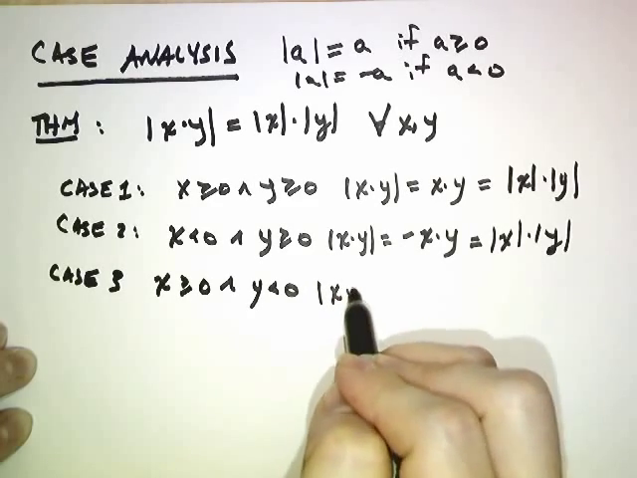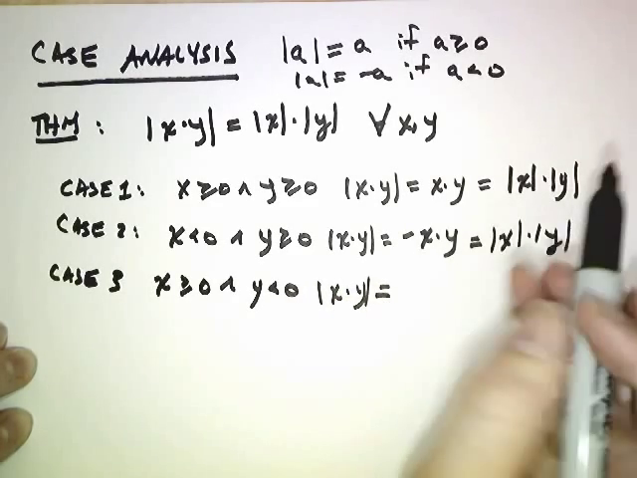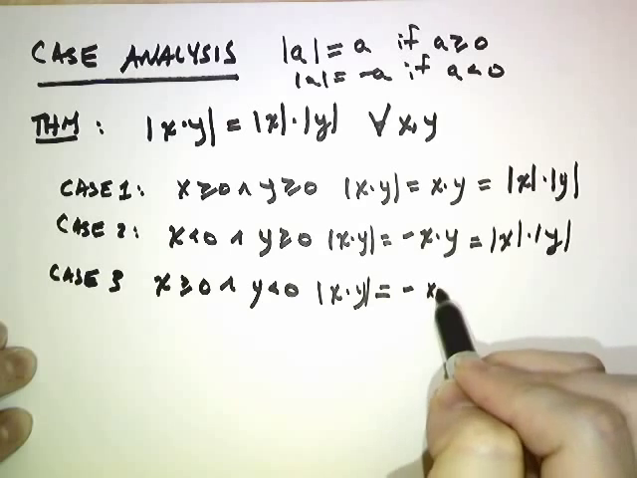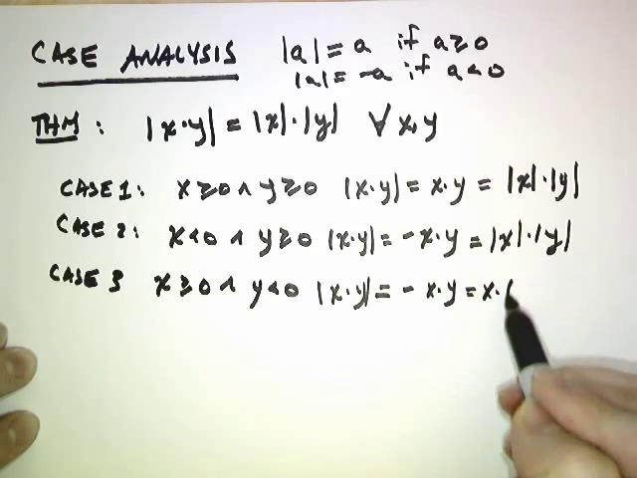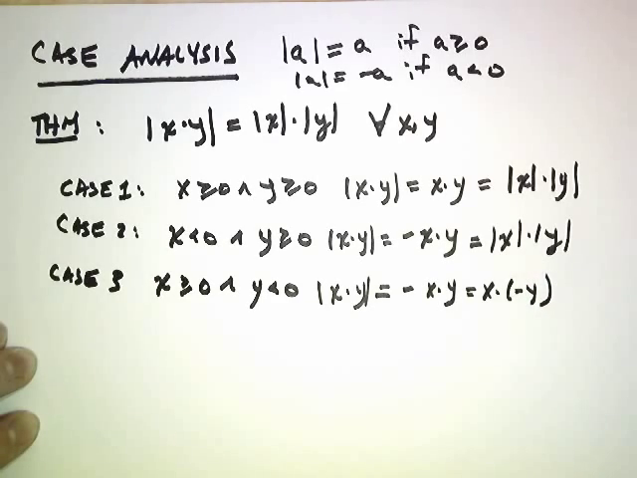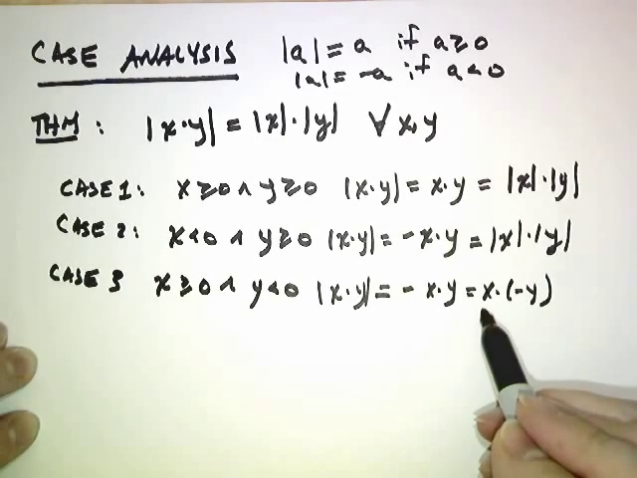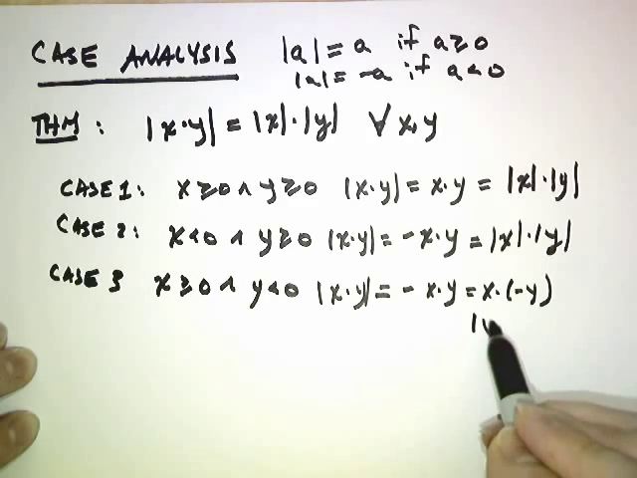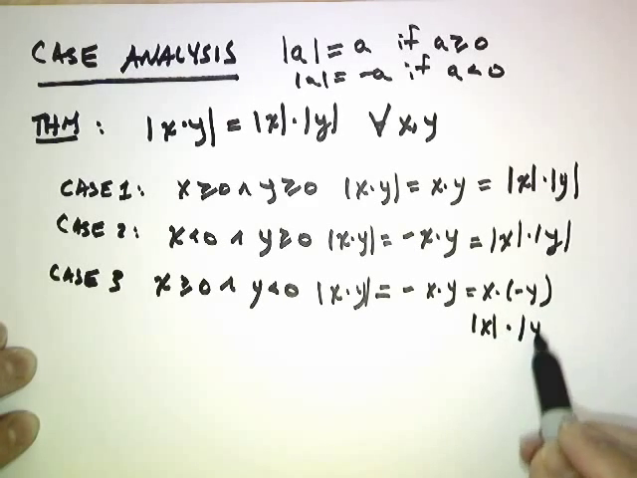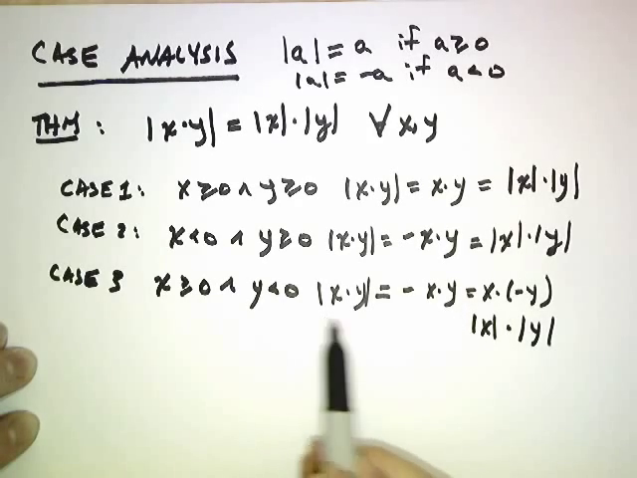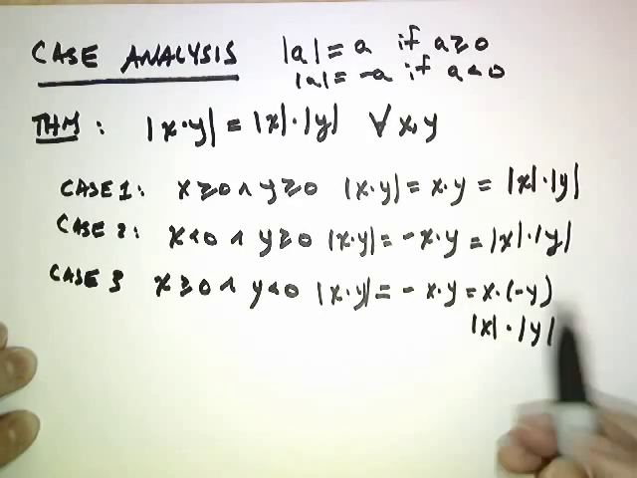In this case, we have the absolute value of x times y, again, will be minus x times y. This is equal to x times minus y. And x, remember x is positive, greater than or equal to 0, so x is the absolute value of x, and y is less than 0, so minus y is equal to the absolute value of y. So again, we have the equality that we wanted. I guess I should write little equal signs in here.